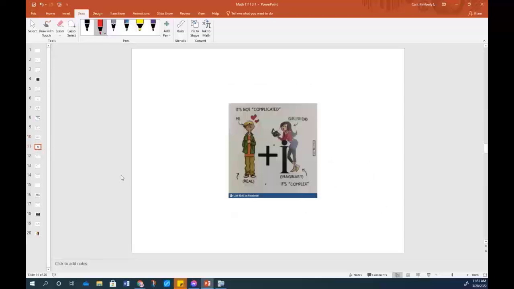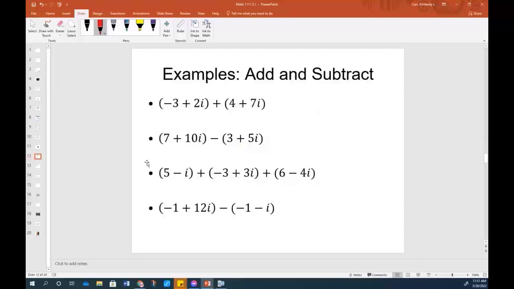So just to give your brain just a little bit of a break here, if you have your real and then you put your imaginary with it, that's called a complex number. So instead of saying it's complicated, it's complex. These are all complex numbers with some math done to them, so let's just do this.